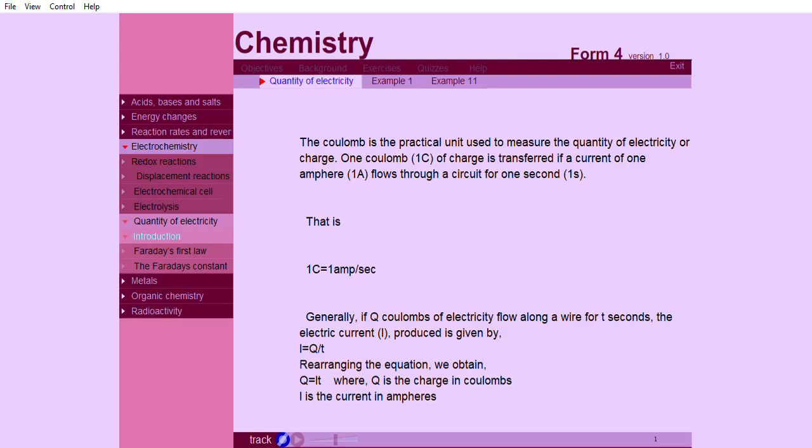Generally, if Q coulombs of electricity flow along a wire for T seconds, the electric current produced is given by I equals Q divided by T. Rearranging the equation, we obtain Q equals I times T, where Q is the charge in coulombs, I is the current in amperes, and T is the time in seconds.